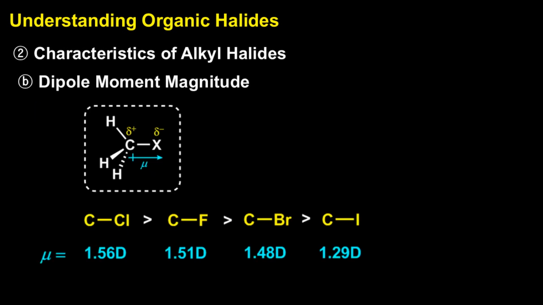Let's look at some actual dipole moment values using CH3X compounds. CH3Cl has the highest at 1.56 D, followed by CH3F at 1.51, CH3Br at 1.48, and CH3I at 1.29. You might expect C-F to be the strongest, and it is, in terms of charge separation, but the C-F bond is short, so the overall dipole moment stays lower. C-Cl has a bit less charge separation, but a longer bond, which gives it the biggest dipole overall. So the trend comes from both electronegativity and bond length.